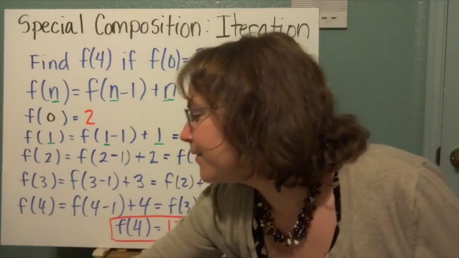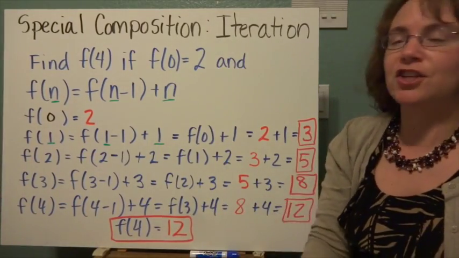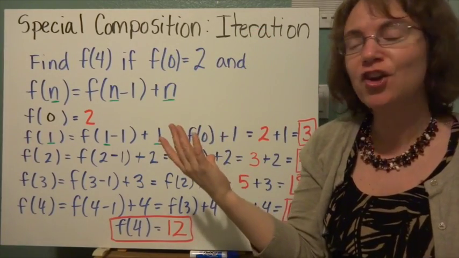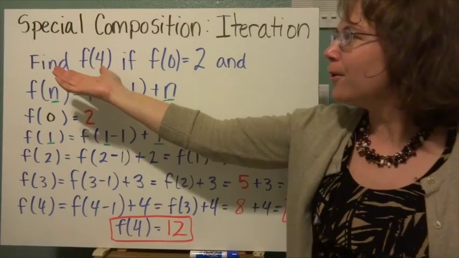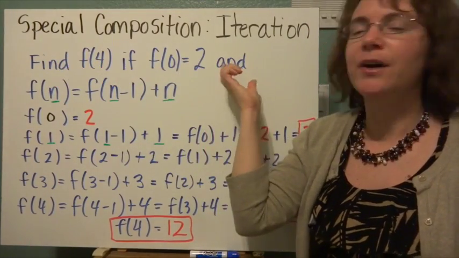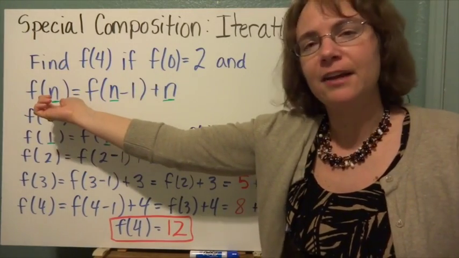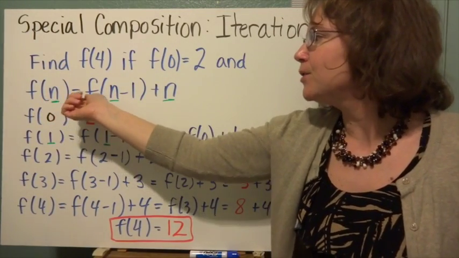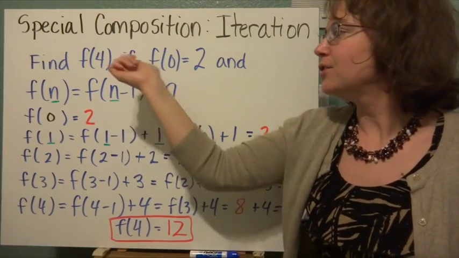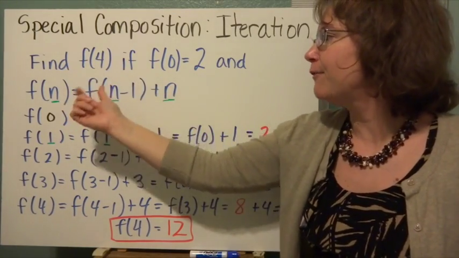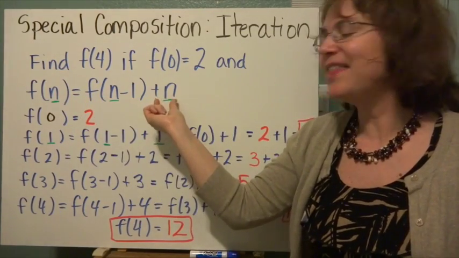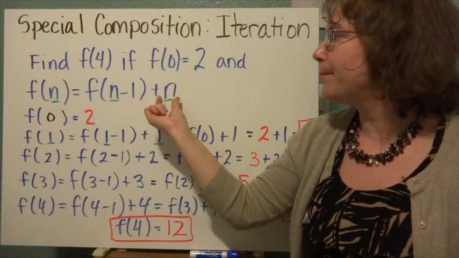Now if we look at some of our special composition functions, there's an iteration. An iteration is a composition of a function with itself. So for example, we want to find f of 4, if f of 0 equals 2, and f of n, with some number n, is equal to f of n minus 1 plus n. So see, that function is composed with itself. F of n depends on what f of n minus 1 is, and then we add that value n.